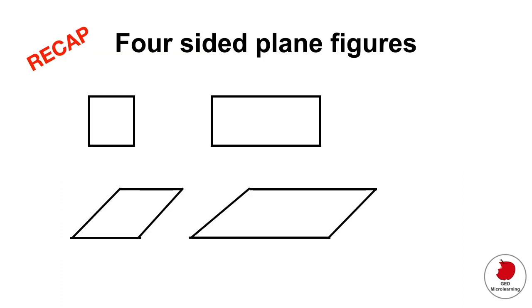One thing that we have to always remember is that whenever you're given a four-sided plane figure, whether that's a square, a rectangle, a parallelogram, etc., all the angles within that four-sided plane figure have to add up to 360 degrees. So that's one thing you have to know.